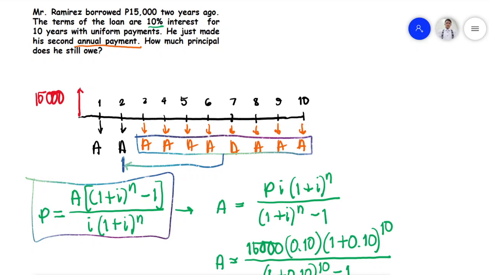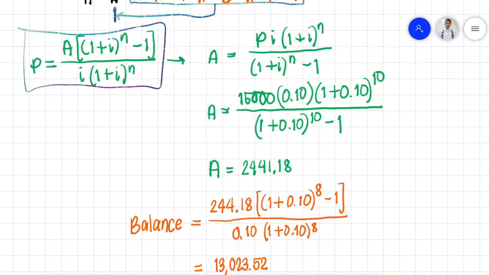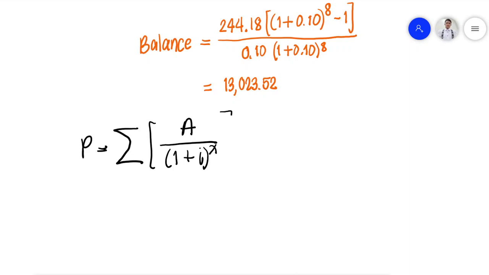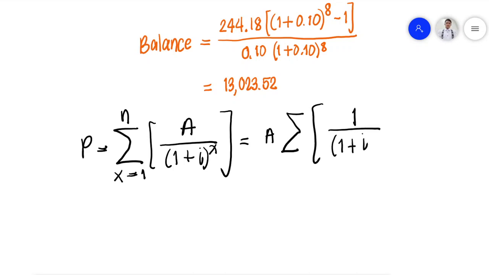Okay, pwede rin, no? So knowing that that 15,000 is the P, and A is what's being asked, pwede natin gamitin yung sigma notation, no? So, ganito. If mag-sigma notation tayo, that P is supposedly equal to summation of A over 1 plus I raised to the power of X. And this is from X equal to 1 because ordinary annuity siya, no? Then raised to N. Okay? It starts at 1. So, if A is what's being asked, pwede kasi natin ipalabas yan, then making that numerator just equal to 1. 1 over 1 plus I raised to X.